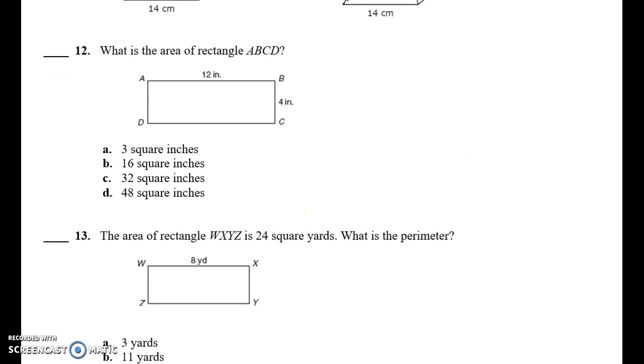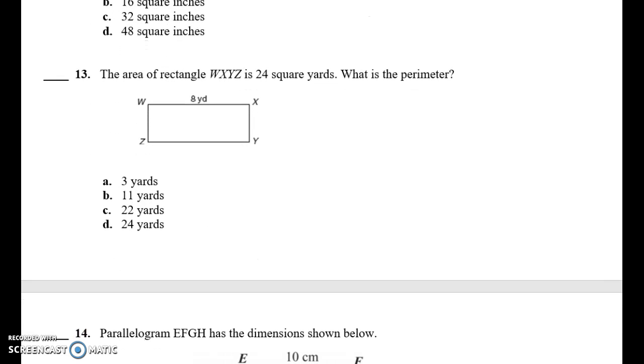Number 12. What is the area of rectangle ABCD? A. 3 square inches. B. 16 square inches. C. 32 square inches. D. 48 square inches.